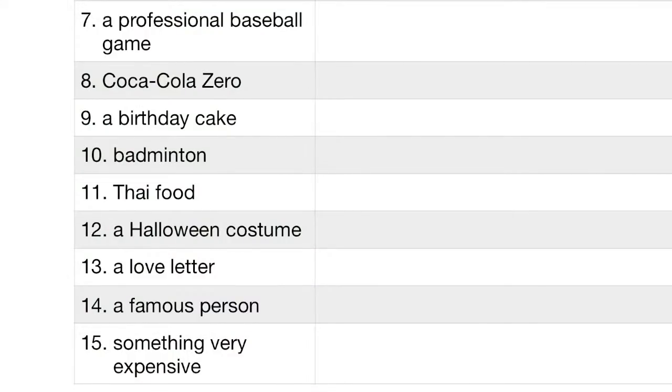A birthday cake. Our next hint, a birthday cake. That's our next.